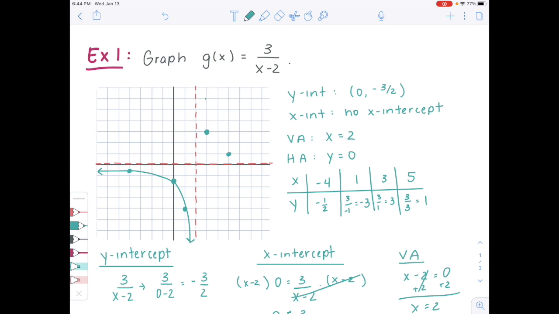And I know, because rational functions are the same thing as my parent function, the reciprocal function, what that shape was generally going to look like before I started. So once I had a couple points, I could draw the graph connecting the rest of the dots. And now I have my whole graph, so I'm done.